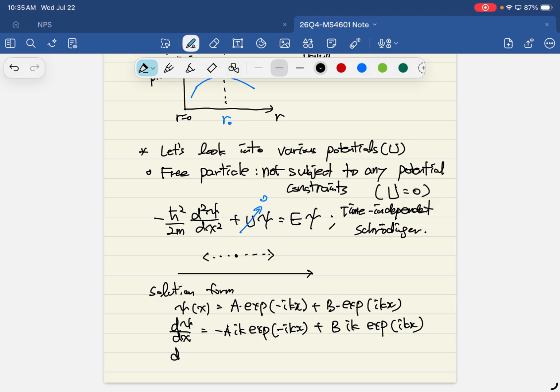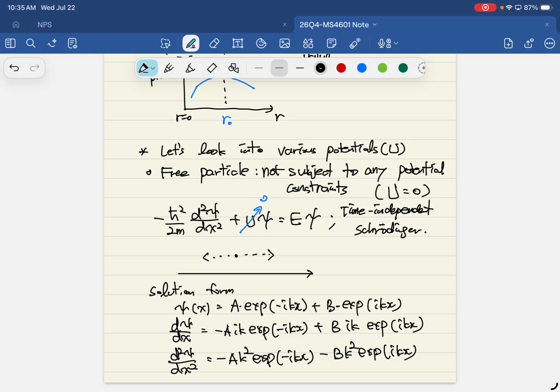Then we have to do one more derivative, and that gives minus a k square exponential minus ikx plus, here, minus minus b k square exponential ikx. The reason we have a minus here is because i comes out again, and there is i square, which is minus 1. And here ik comes out again, which essentially gives you a negative 1.